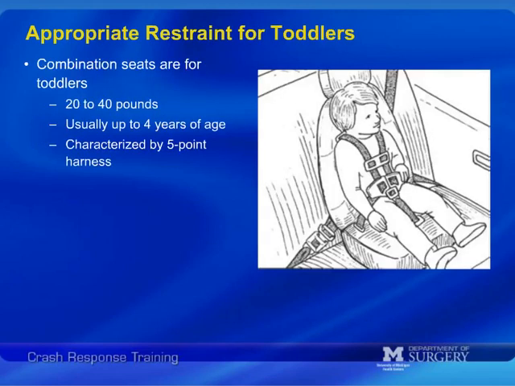How about for bigger children? For toddlers between 20 and 40 pounds, and usually up to about 4 years of age, it's appropriate to put them in a combination seat. These forward-facing seats are characterized by a 5-point harness. For these smaller children, they need to be in a 5-point harness because adult belts don't fit them properly.